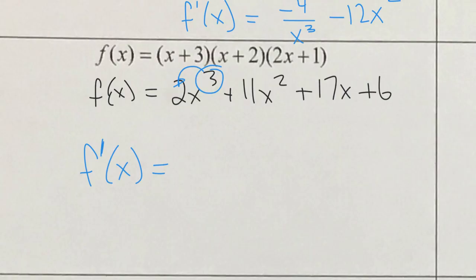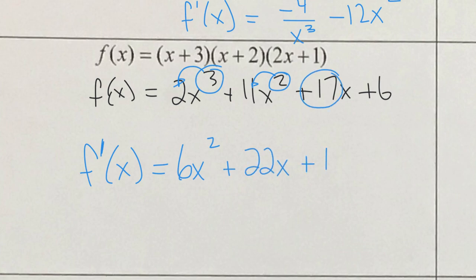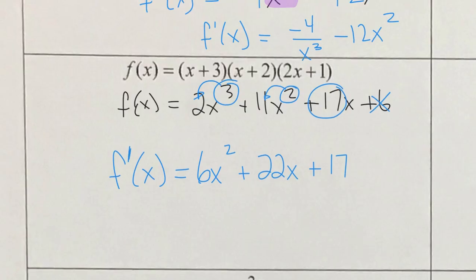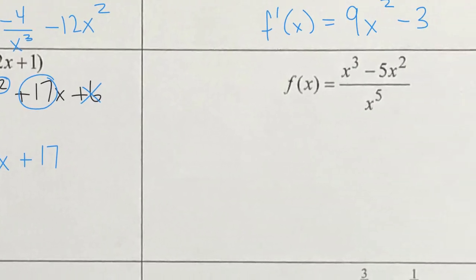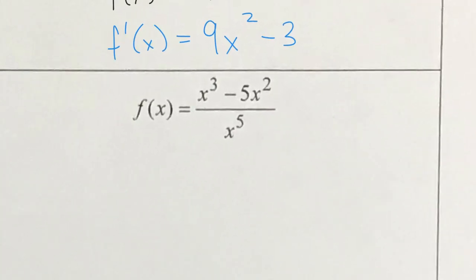So 3 times 2 is 6x to the second power. 2 times 11 is 22x, and then the derivative of 17x is just 17. There's no derivative of our constant. Okay, sometimes multiplying things out, you have to simplify, right? There's a lot to multiplying things out, doing the algebra to make it easier to take a derivative.